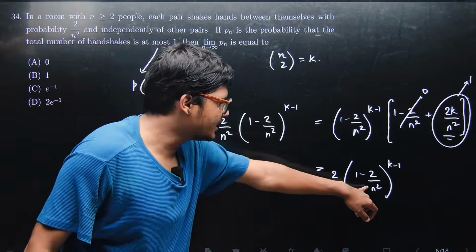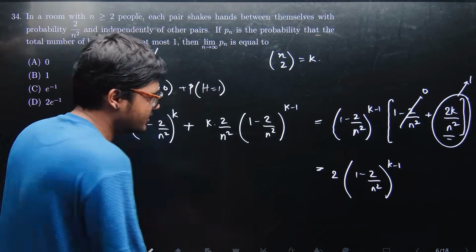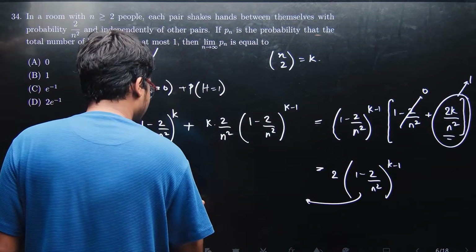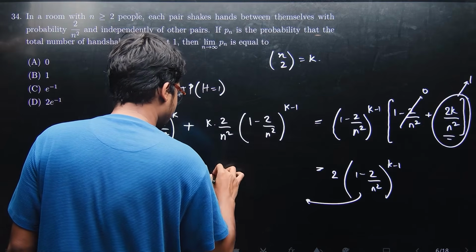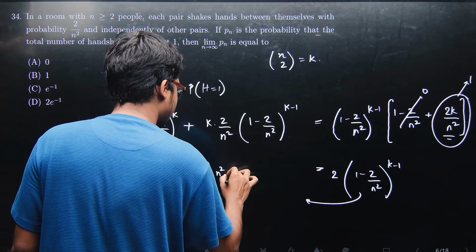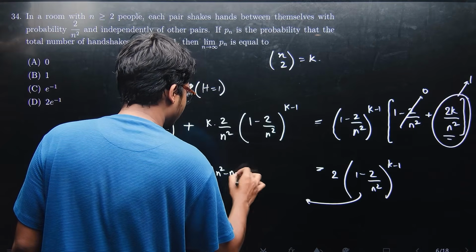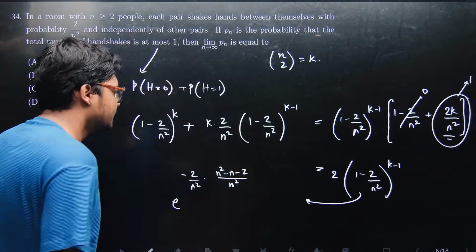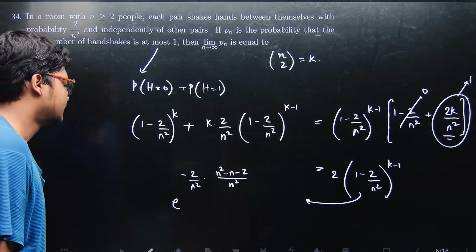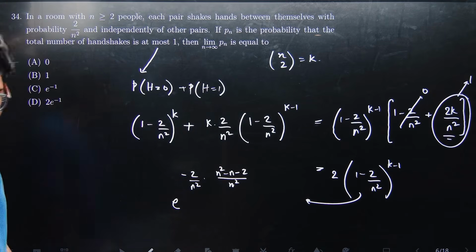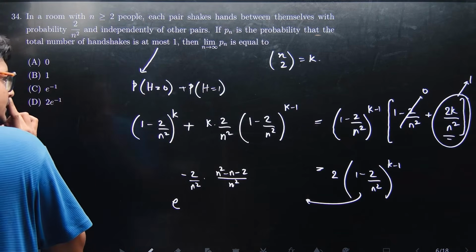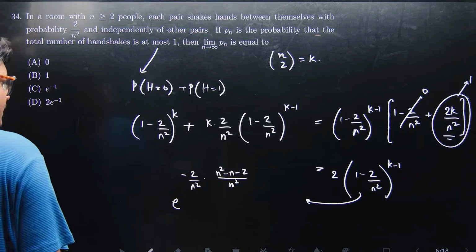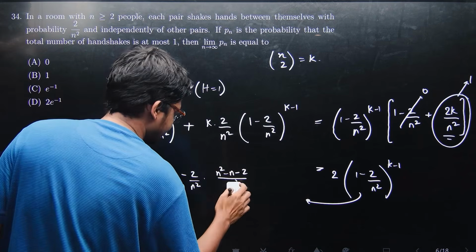Now observe that the limit of this is something of the form 1 to the power infinity. So this limit is nothing but e to the power minus 2 by n square times this k minus 1, so n into, so n square minus n minus 2 divided by n square, right? This is what I'll get, okay? Right? Now from here, what will I get? This will be some, wait 1 second, 2 by n square times k minus 1, right? Sorry, this will be by 2, okay?